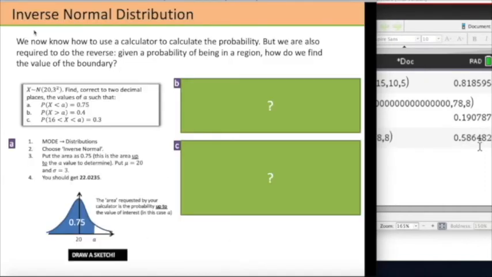Let's continue to this example here. We now know how to use a calculator, hopefully, to calculate the probability, but we are also required to do the reverse. Meaning, given a probability of being in a region, how do we find the value of the boundary? So we want the boundaries now. Previously, we were given the upper and lower boundaries, and now we are not given those boundaries.